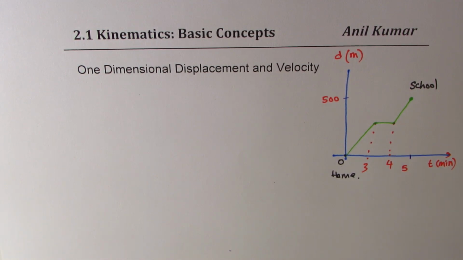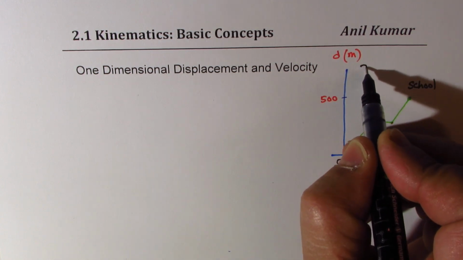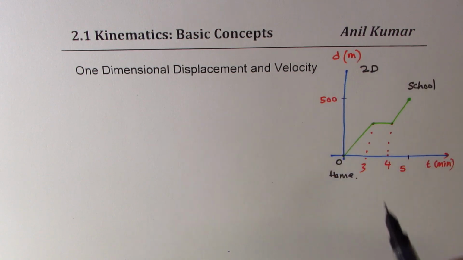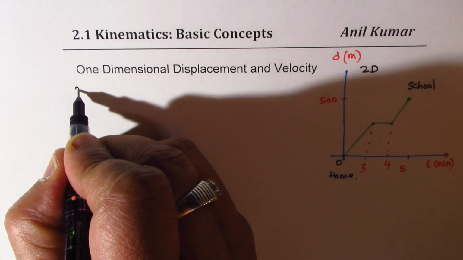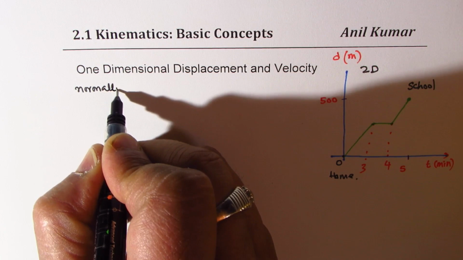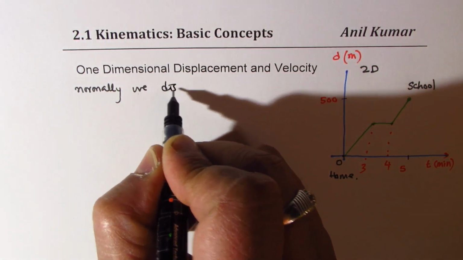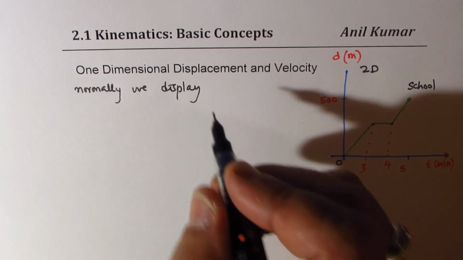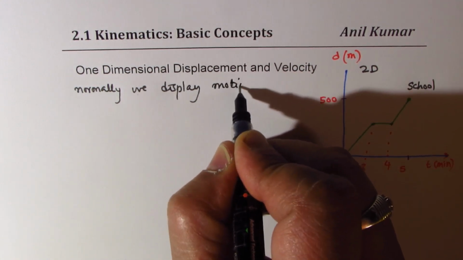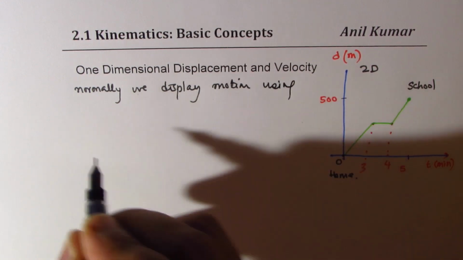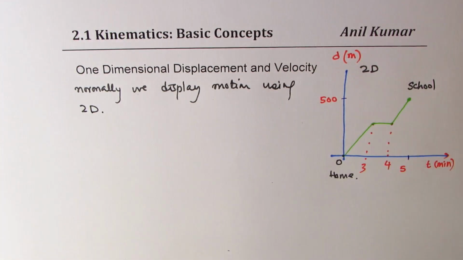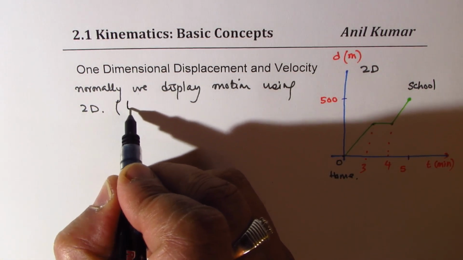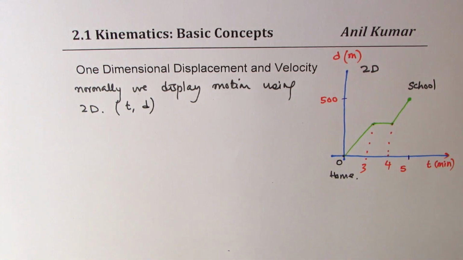Now, as you can see, this is two-dimensional, right? The coordinate plane has 2 dimensions, time and distance. Do you see that? So normally, we display motion using 2 dimensions. Like you can see here, in this case, the 2 dimensions are time and distance d.